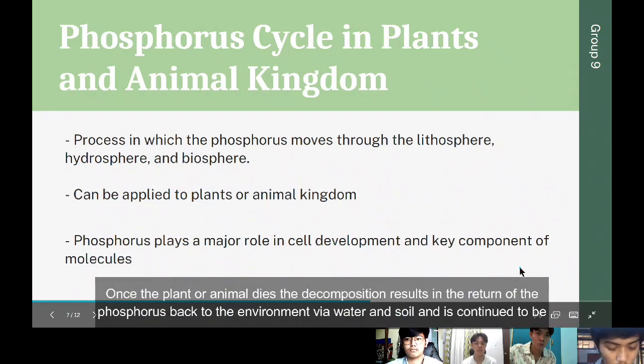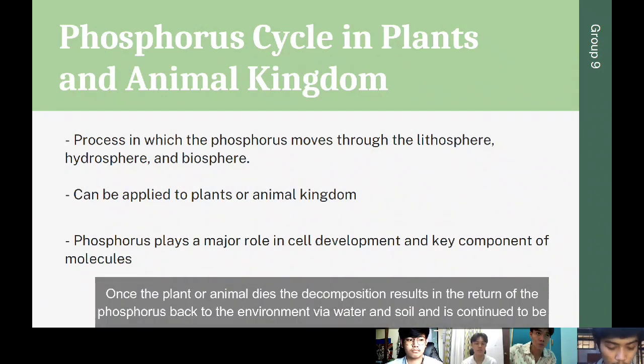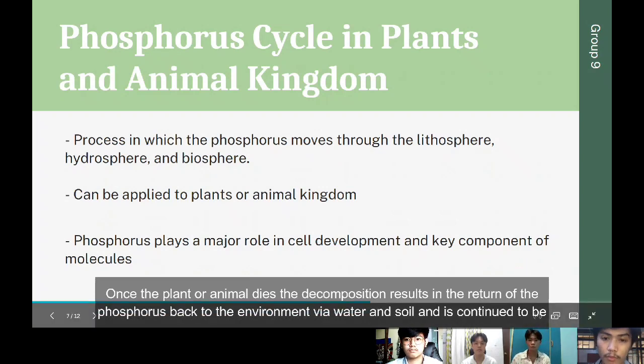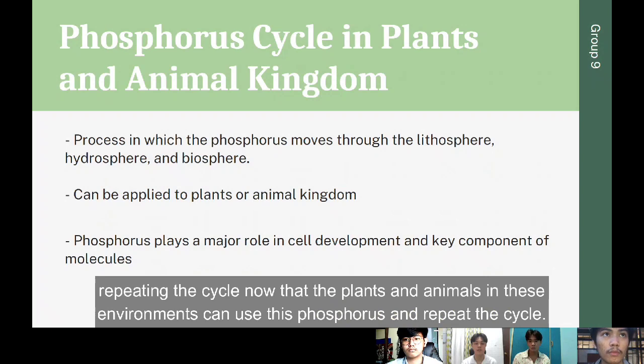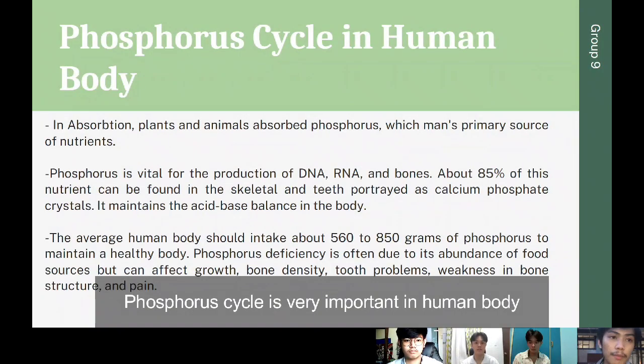Once the plant or animal dies, the decomposition results in the return of the phosphorus back to the environment via water and soil, and the cycle continues to repeat. Now the plants and animals in this environment can use this phosphorus and repeat the cycle. Phosphorus cycle is very important in the human body.